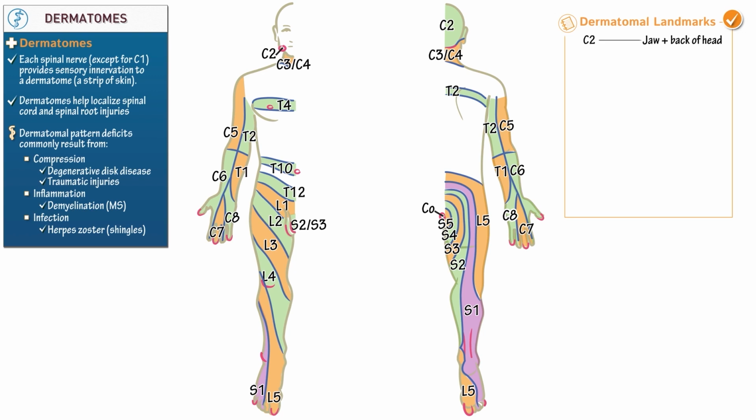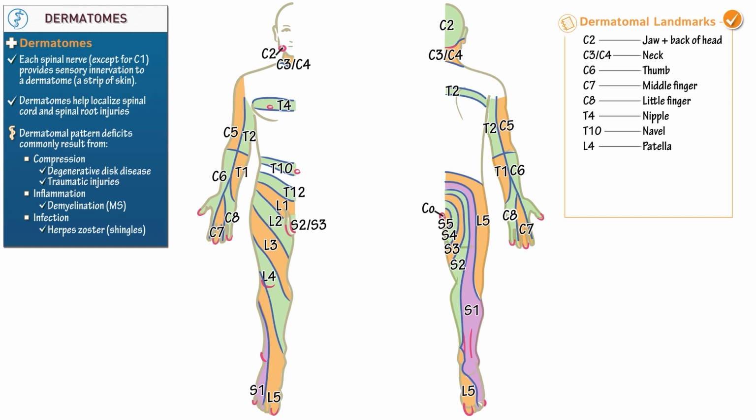C2 covers the jaw and back of the head. C3, C4 cover the neck. C6 the thumb. C7 the middle finger. C8 the little finger. T4 the nipple. T10 the navel. L4 the patella.